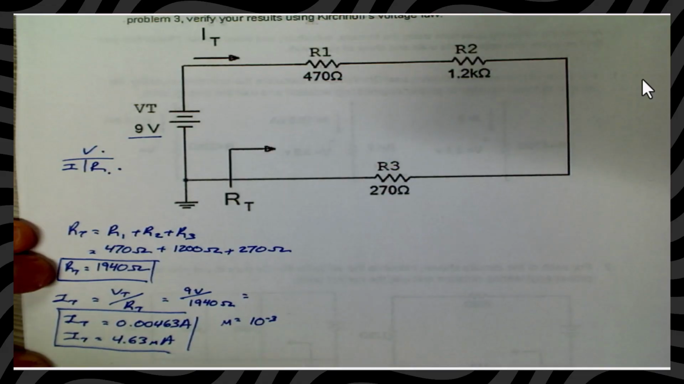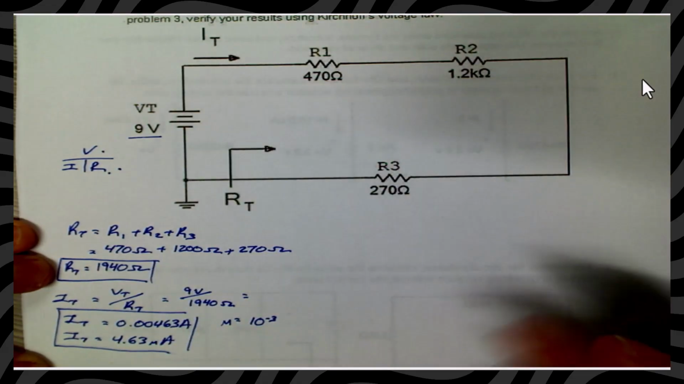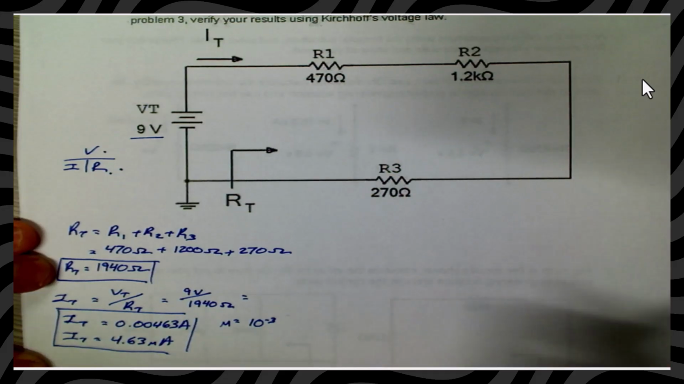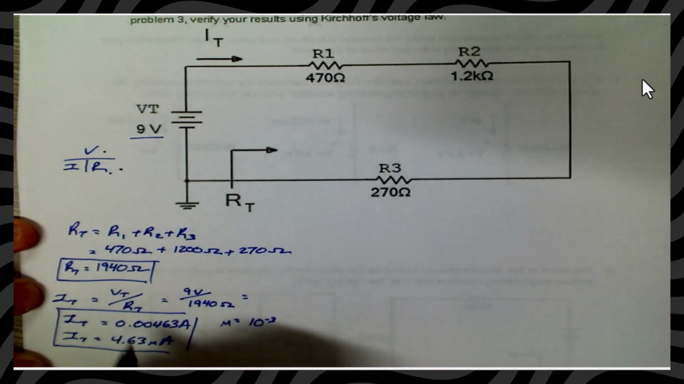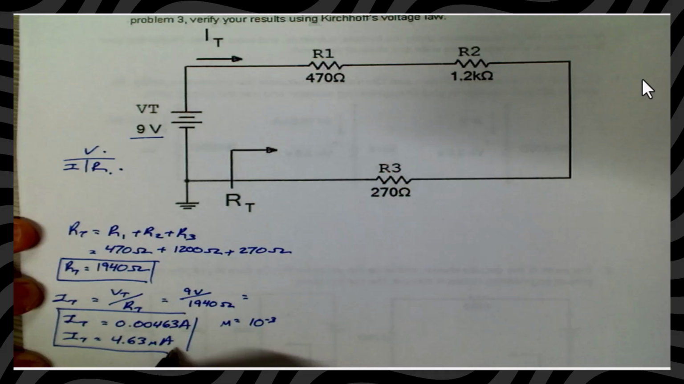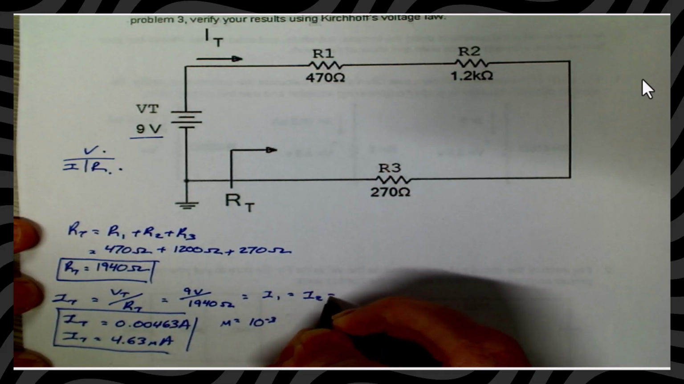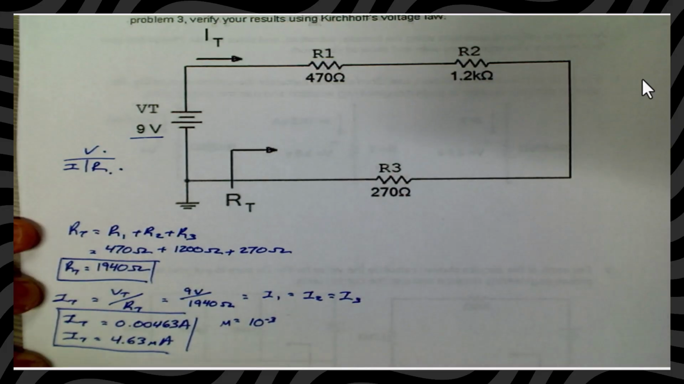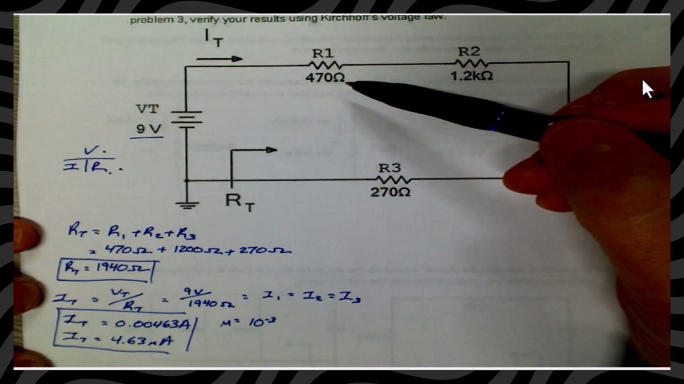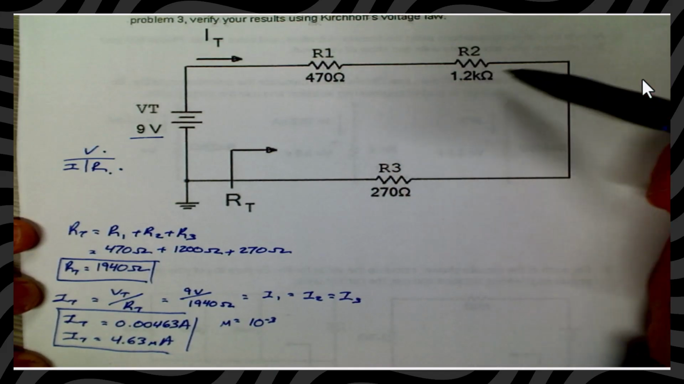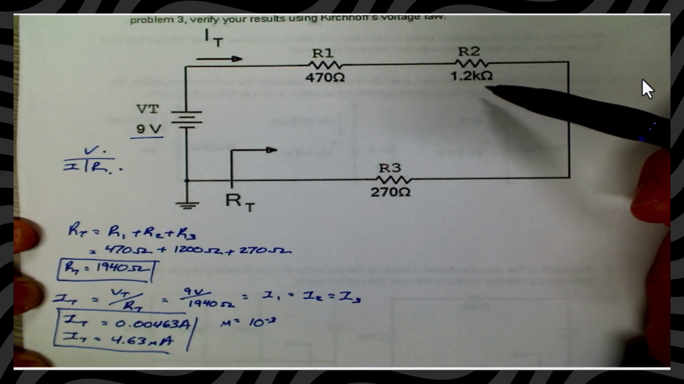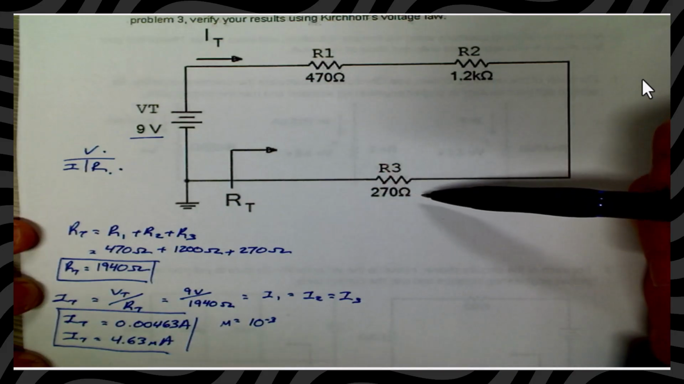A nice little simple thing that's good to know about our series circuit is that our IT is 4.63 milliamps, but so is the current at each one of our components. So our current at resistor 1 is the same as our total, our current at resistor 2 is the same as our total, as well as the current at resistor 3 is the same as our total.